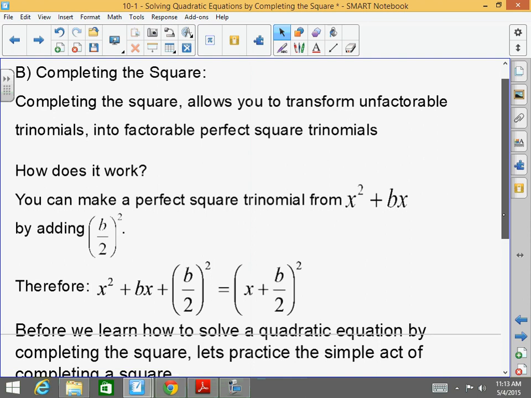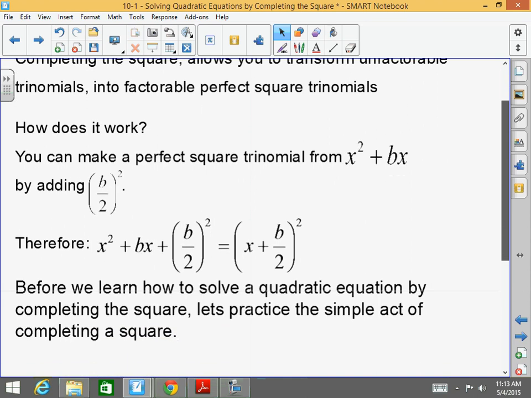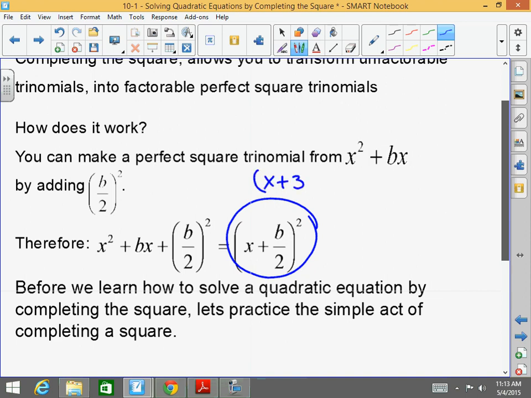What ends up happening is the following. When you get x squared plus bx plus b over 2 squared, you create a perfect square trinomial. What does he mean by that? I mean something like this, x plus 3 squared. That's a perfect square binomial, which turns into a perfect square trinomial.